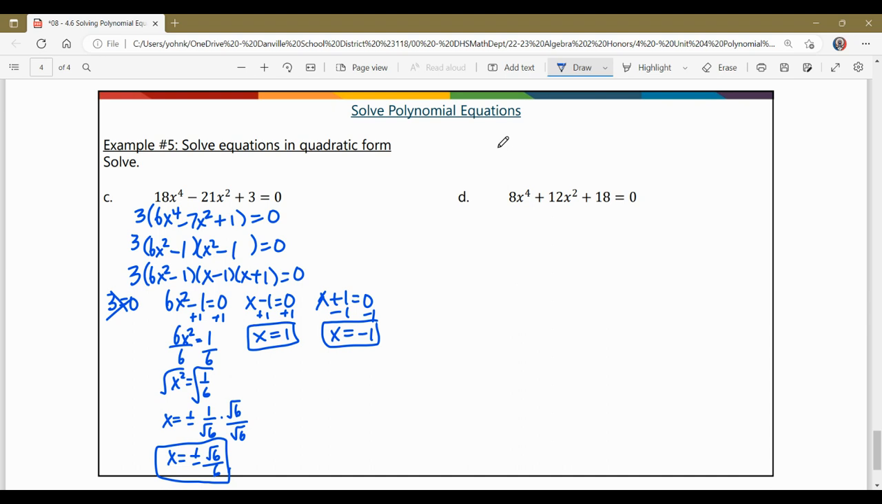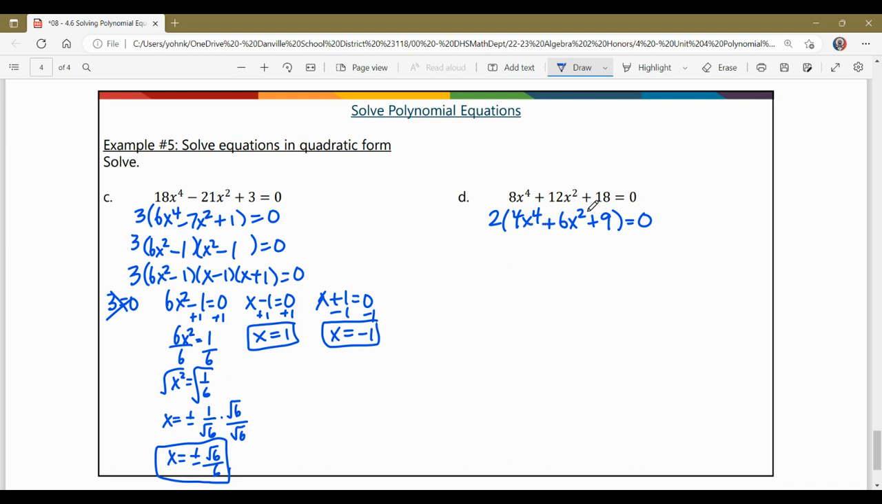Okay, last one. Looks like there's a 2 in common, so that leaves me with 4x to the 4th plus 6x squared plus 9 equals 0. Then I want to try to factor, but oh, guess what? This one doesn't factor. So guess what? We get to use the quadratic formula.